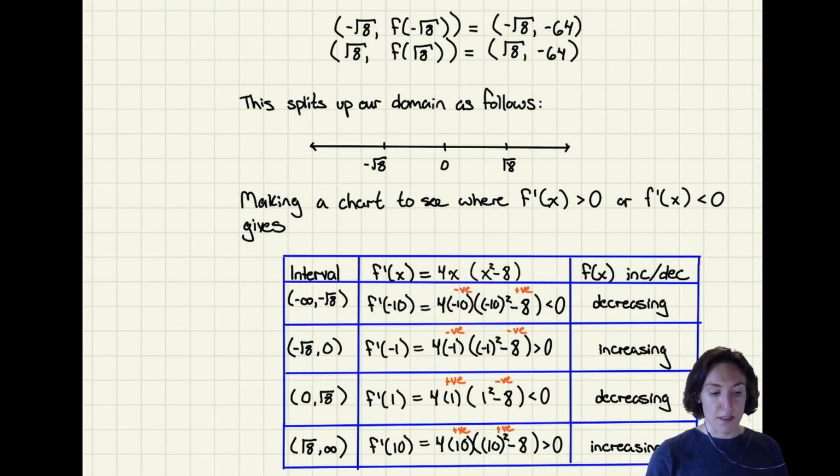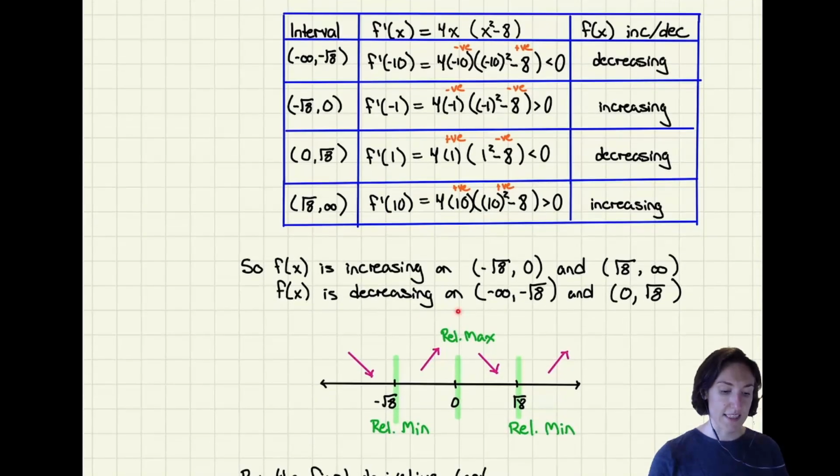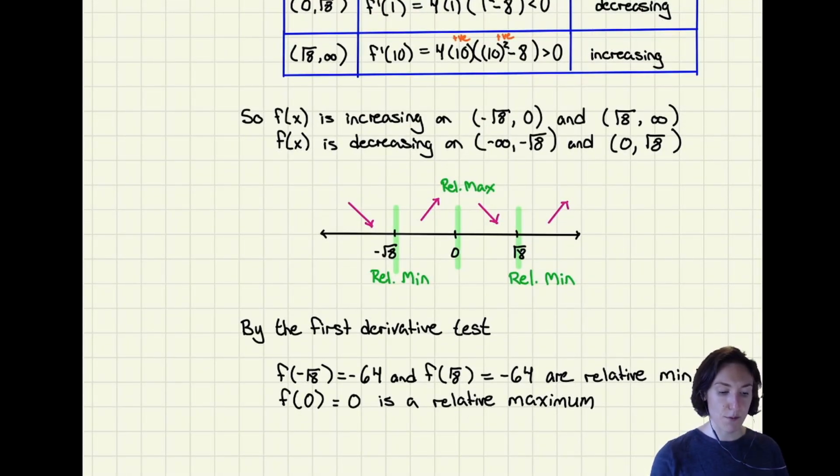Anyway, it splits up our domain in the following. Okay, so we're going to have 4 different intervals to check. I put it into a chart. I saw where my function's decreasing and increasing. I stated where that was. And then using the first derivative test, I could state whether these critical numbers are relative mins or maxes. Okay, and we have 2 relative mins at the plus minus root 8, and then a relative max at 0, 0, the origin.